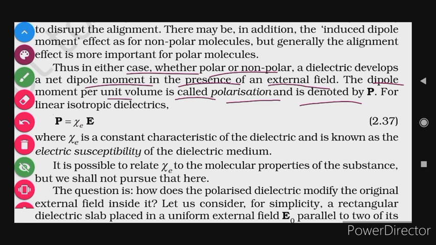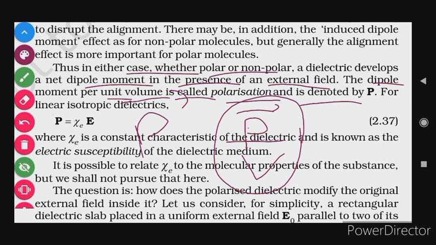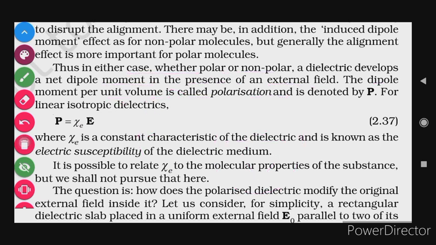So the dipole moment per unit volume is what? You know the symbol of dipole moment, and for dipole moment per unit volume we have a term, and that is capital P. We denote it by capital P, and it is called polarization. And how does the polarization depend on the electric field? For a linear isotropic dielectric, in which the dipole moment is in the direction of the electric field, the polarization is directly proportional to the electric field.